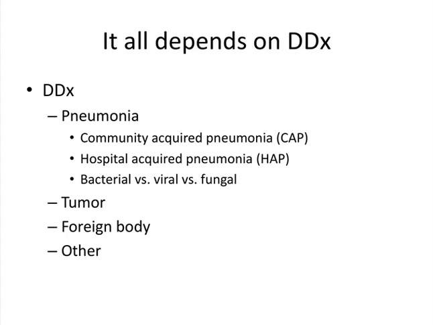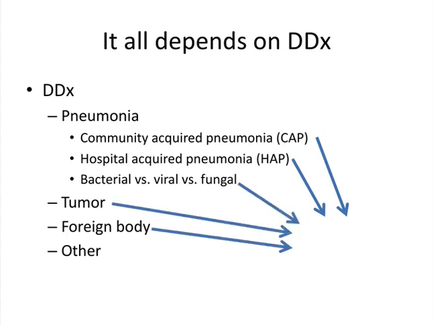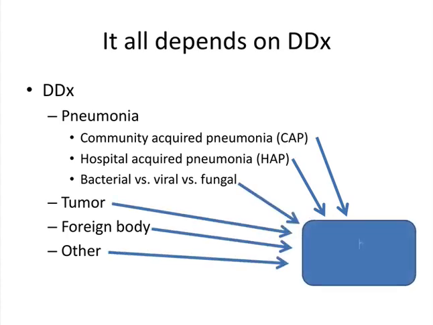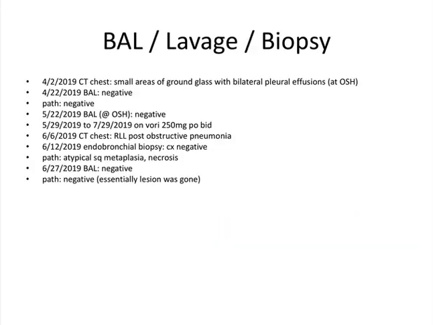Or my favorite other word, other. So for CAP, HAP, working this up, tumor, foreign body, essentially I need to get a lavage and biopsy. It's always tissue is the issue. It never will go away. So they did a bronch, and then what did they find?